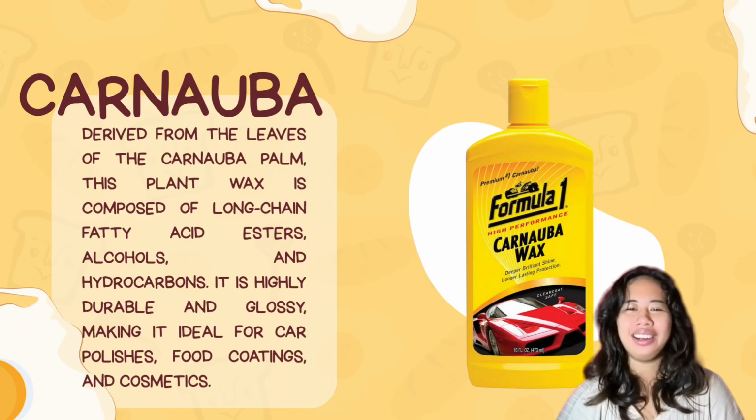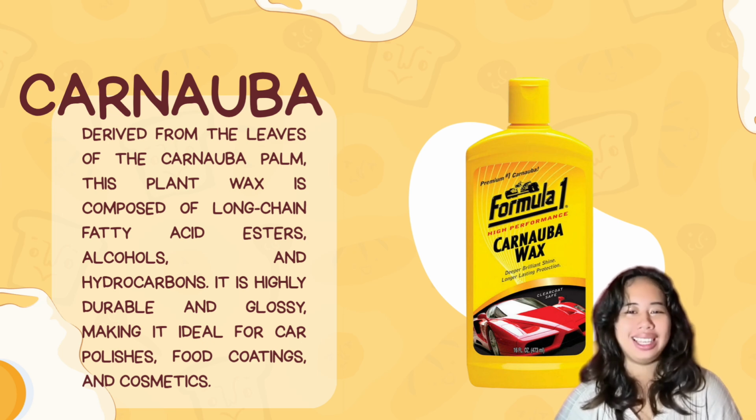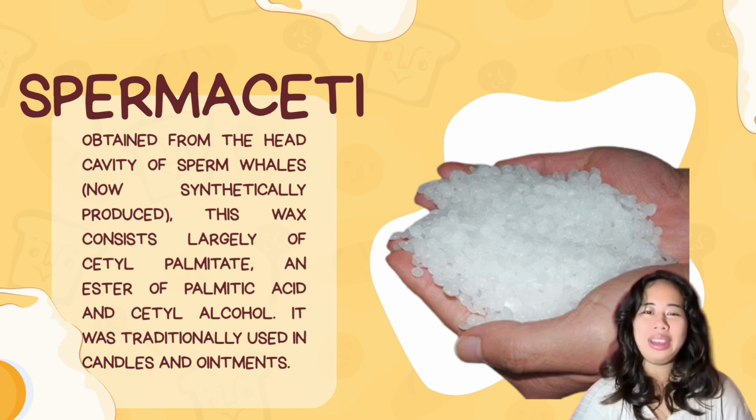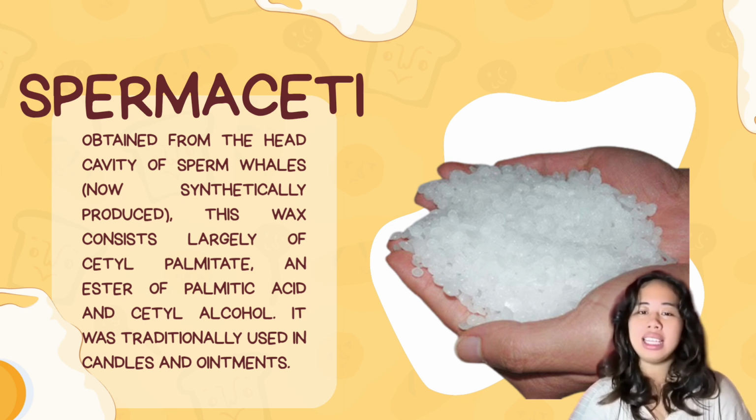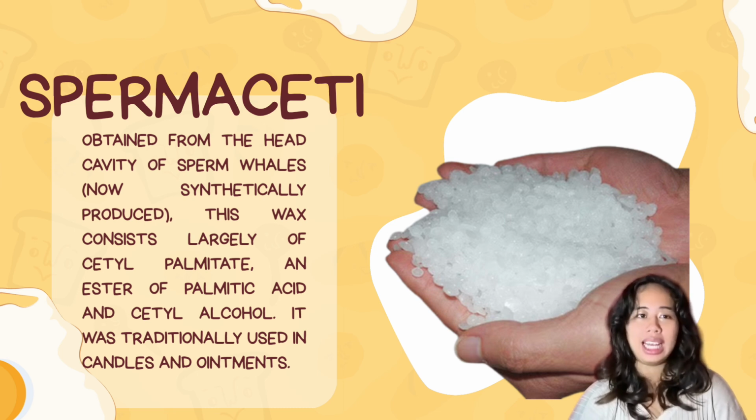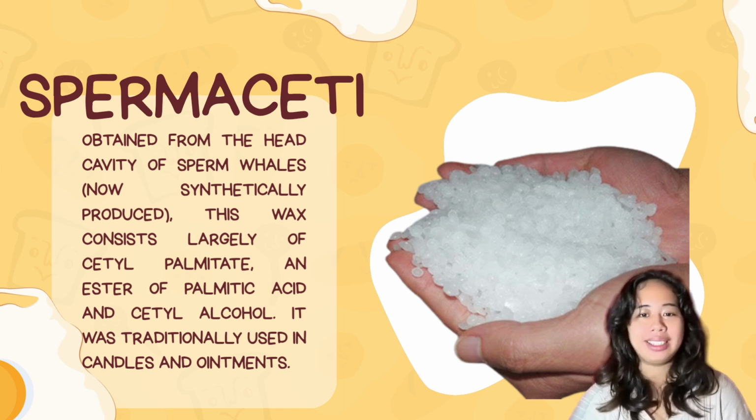Next we have carnauba wax, which comes from the leaves of the carnauba tree. It is highly known for being durable and glossy. It is perfect for car polishes, cosmetics, and food coatings. Lastly, we have spermaceti wax, which is traditionally harvested from the head cavity of sperm whales, although today it is synthetically made. It mainly consists of cetyl palmitate and was once mainly used in candles and ointments.